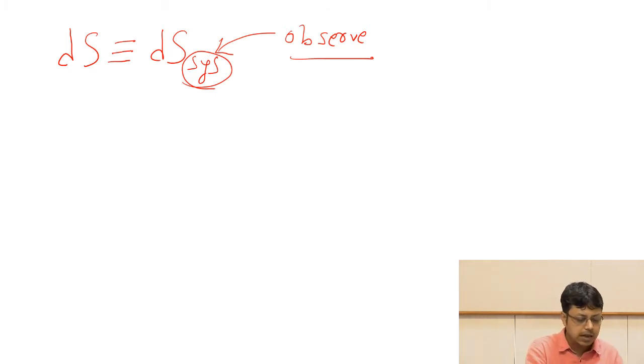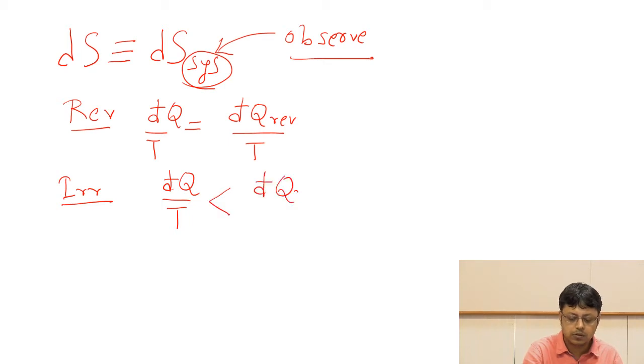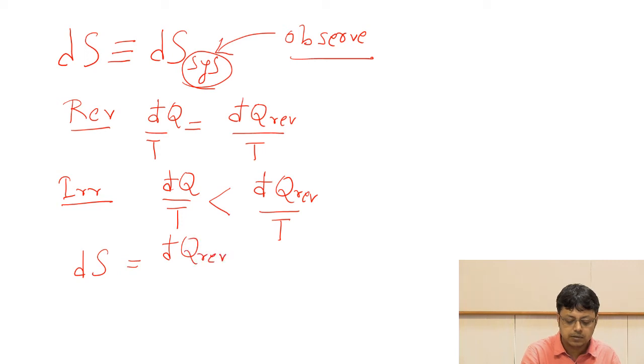Now also remember that for a reversible process we will have đq by T is nothing but đq reversible by T. But if the process is irreversible, then the đq by T associated with the system is actually less than đq reversible by T. So by definition, entropy, dS, the differential change in entropy, which is defined as the reversible heat change, đq reversible by T, must be greater than or equal to đq by T.